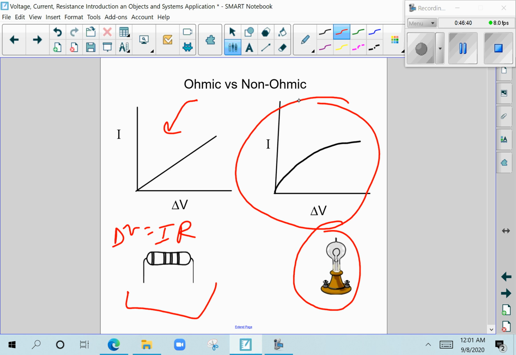We cannot use Ohm's law to predict what the current or voltage is going to be. Ohm's law does work for each individual point, so I could still use Ohm's law to find the resistance at this point, and I could use Ohm's law to find the resistance at this point, but the resistances at these 2 points are not the same. The slopes will be different because the ratios are different.